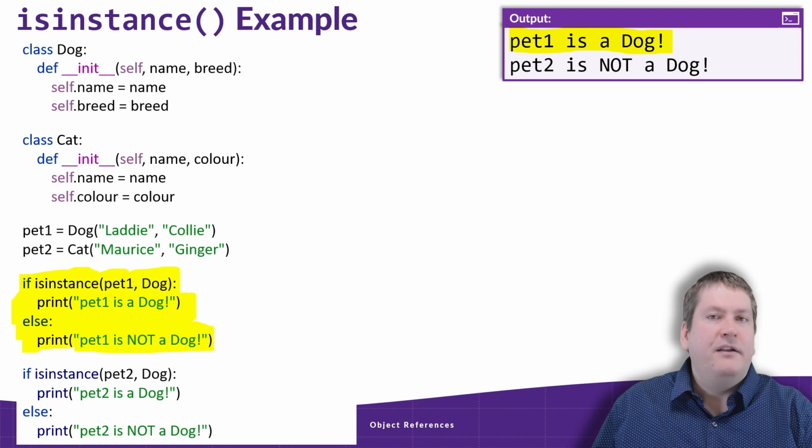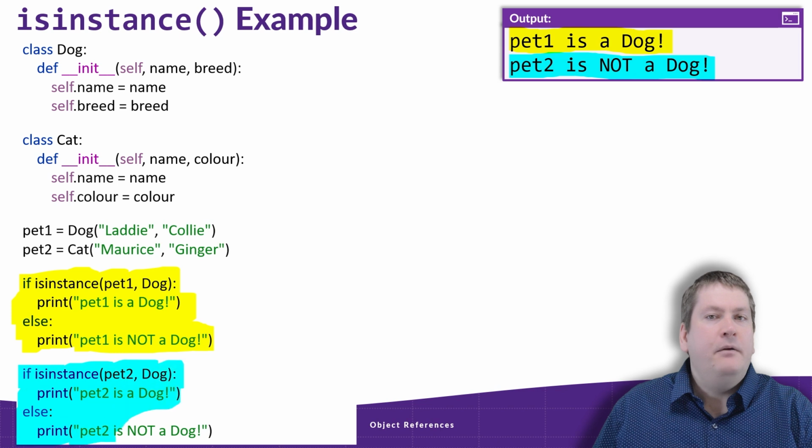Well, this "pet1 is a dog" is printed out by the first if statement. It's checking if pet1 is an instance of dog, and the isinstance method returns true in that case. It is an instance of the dog class. So we run the true case, which is "pet1 is a dog."